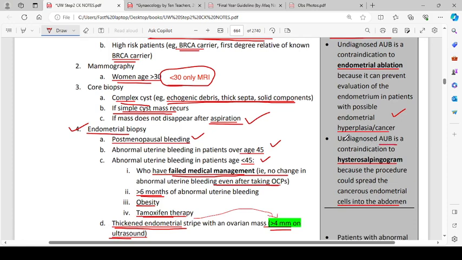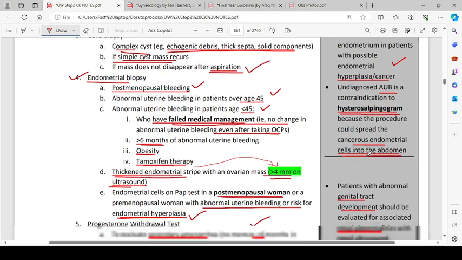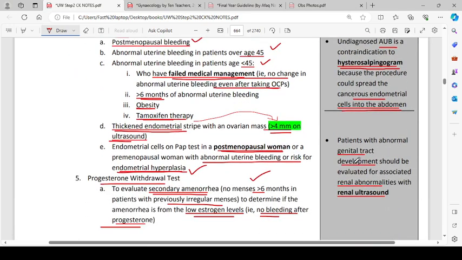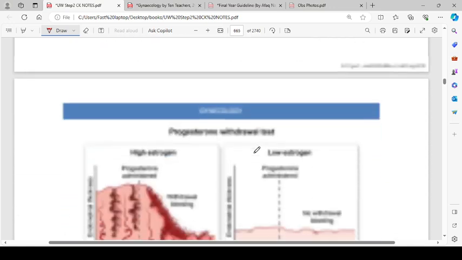Undiagnosed abnormal uterine bleeding is a contraindication to hysterosalpingogram because the procedure could spread the cancerous endometrial cells into the abdomen. Patient with the abnormal genital tract development should be evaluated for associated renal abnormalities with renal ultrasound.